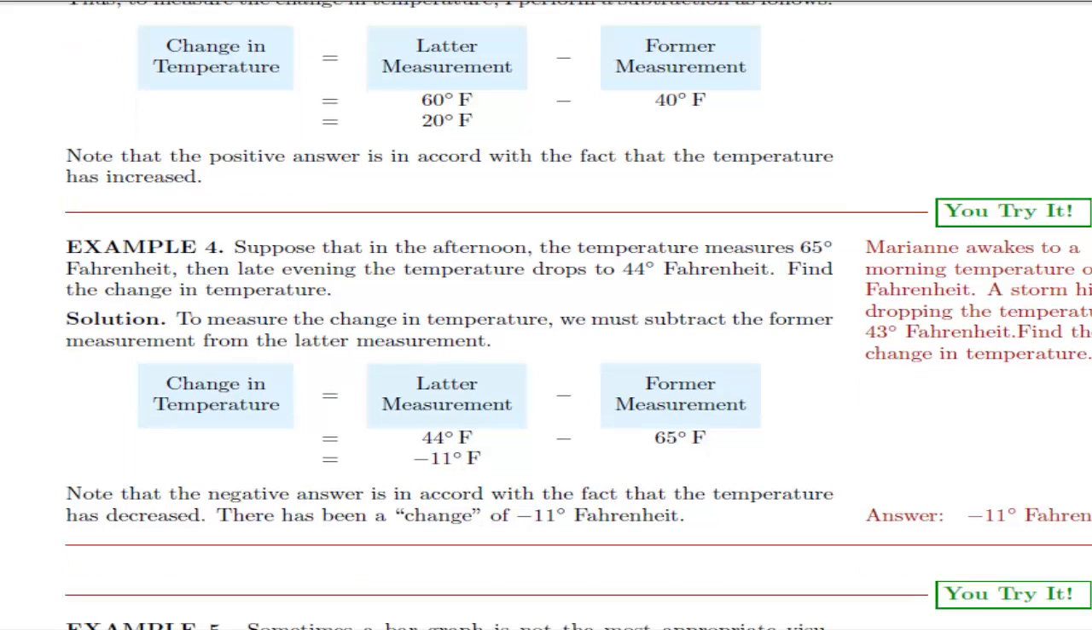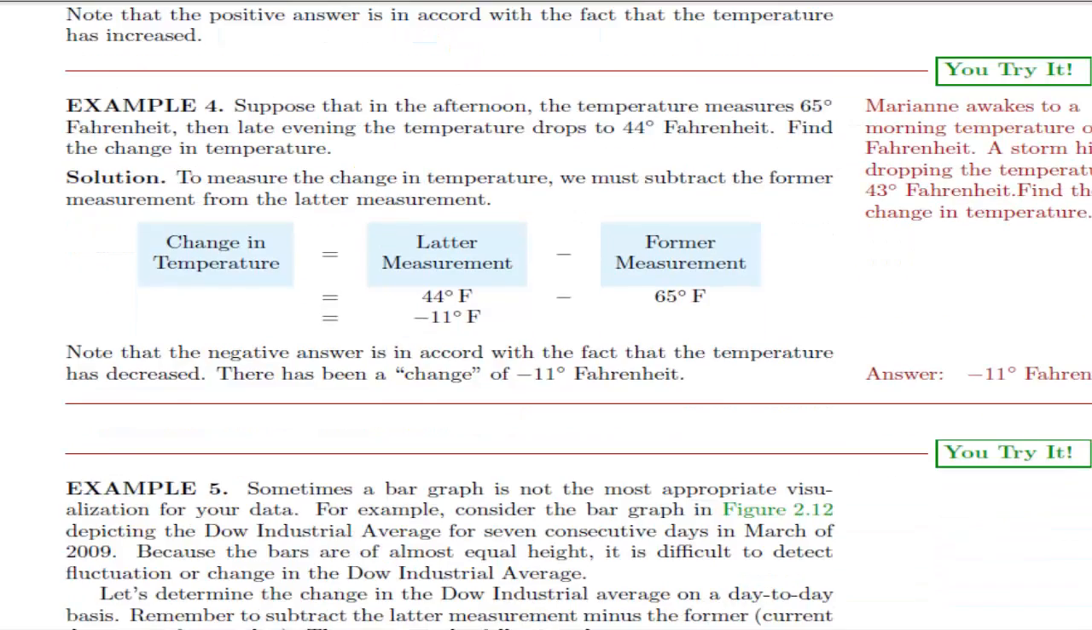Example 4. Suppose that in the afternoon the temperature measures 65 degrees Fahrenheit, then late evening the temperature drops to 44 degrees Fahrenheit. Find the change in temperature. Solution. To measure the change in temperature, we must subtract the former measurement from the latter measurement. The latter measurement was 44 degrees Fahrenheit, minus the former measurement of 65 degrees Fahrenheit, leads to a negative 11 degrees Fahrenheit. Note that the negative answer is in accord with the fact that the temperature has decreased. There has been a change of negative 11 degrees Fahrenheit.